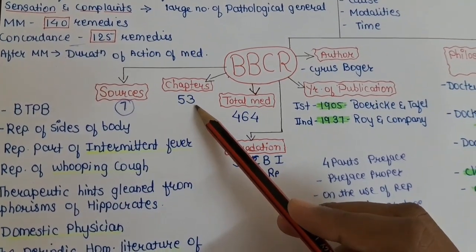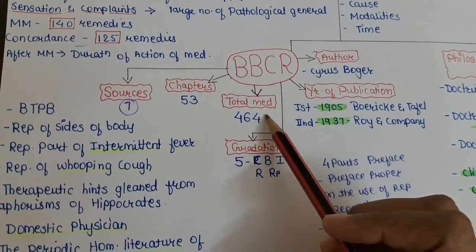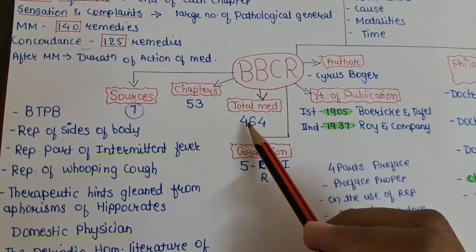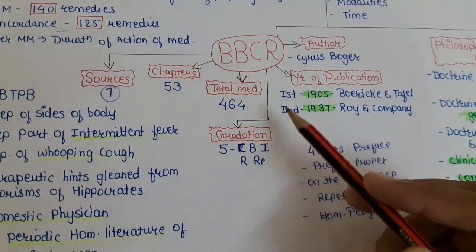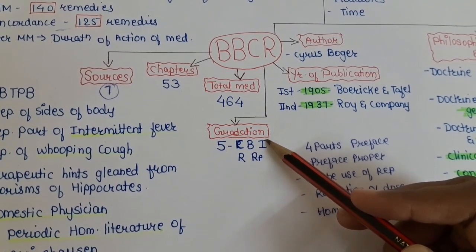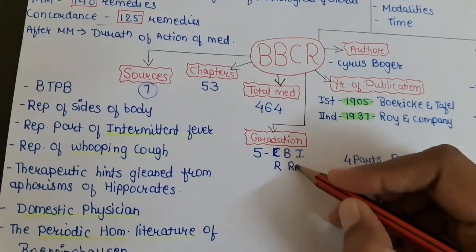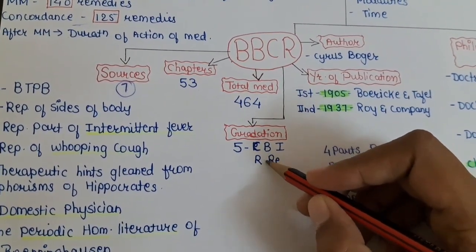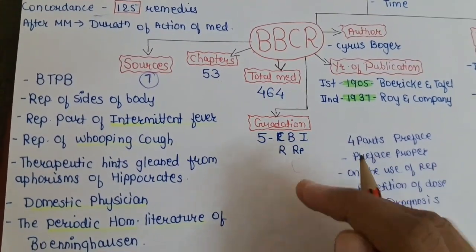Total chapters are 53. Total medicines are 464. This is easy to remember. You have B here, so you have 4 here. So this is 464 total medicines, chapter 53. Gradation: just now we saw that there are 5 gradations, that is capital, bold, italic, Roman and Roman in parenthesis. Although the grade is not given in the repertory, you have to write this also, that is Roman in parenthesis, means bracket. Such a type of bracket is given.